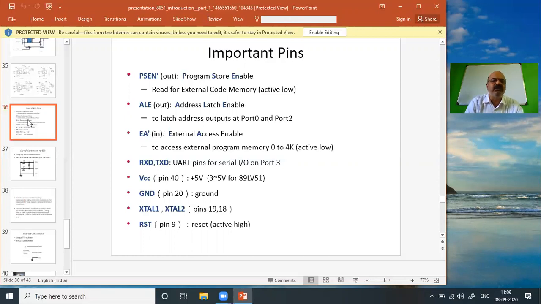Then we have VCC and ground. These are the 2 pins. XTAL1, XTAL2. These 2 pins are for connecting the crystal, and RST pin. In case of microcontroller, reset is active high. Means whenever this pin goes high, the microcontroller is reset. So normally, for normal operation, this pin should be low. Whenever you want to reset it, you make it high, the microcontroller will reset immediately. This is the meaning.